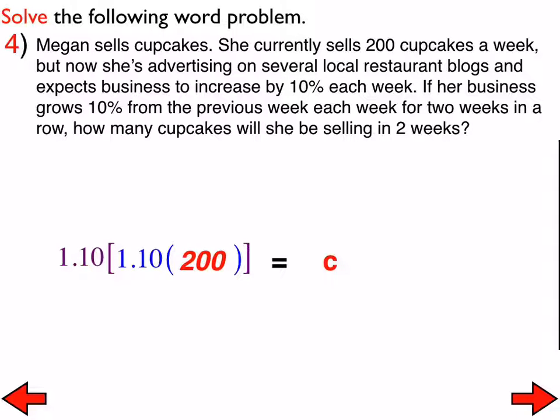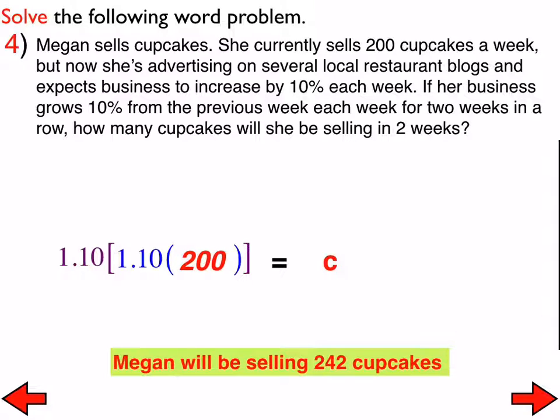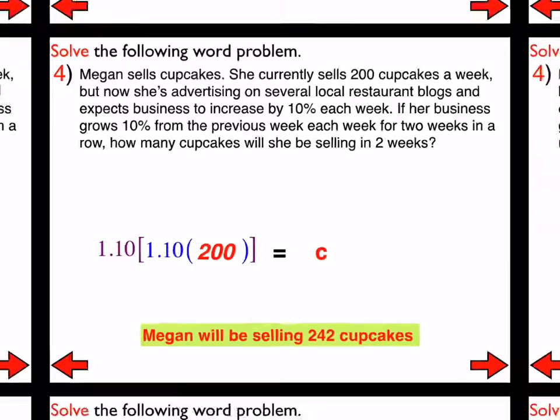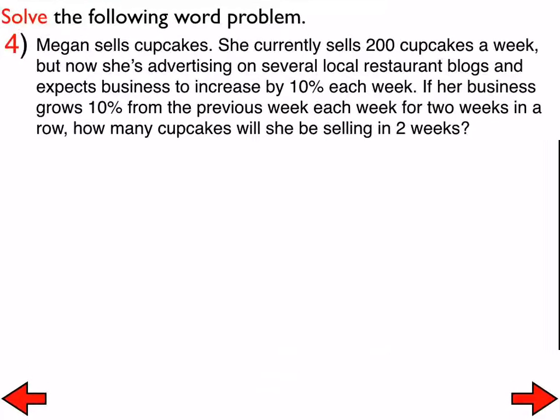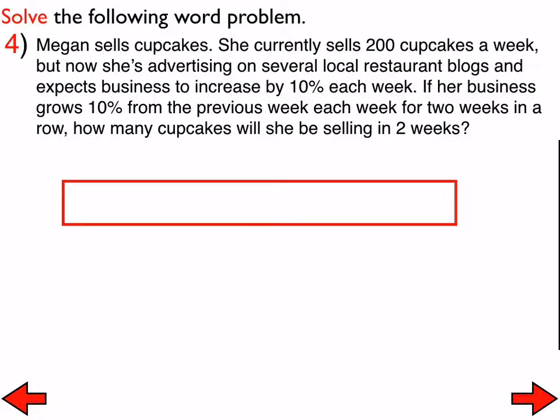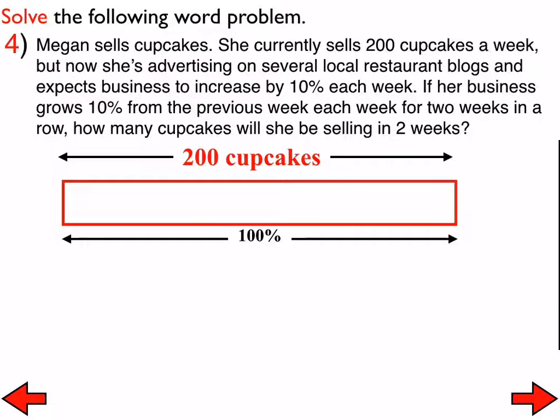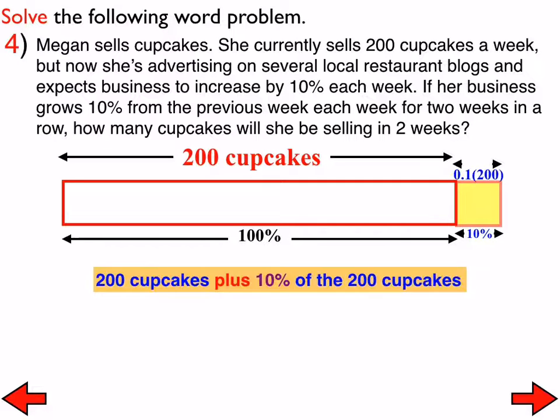So I heard from most of you 242, so I'm going to assume that that is correct, and it is correct. 1.1 times 1.1 times 200 is 242. If you were to use a tape diagram, here's what you would have to do. You would start with the first situation and add 10% onto that. So 10% added on to 200 is another 20 cupcakes.